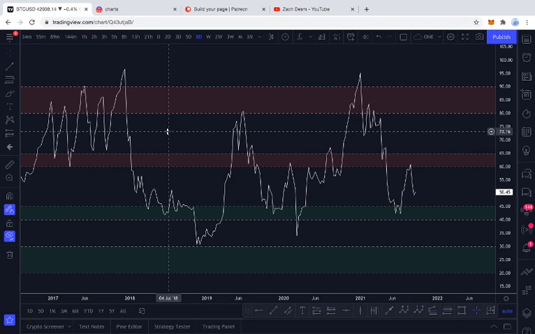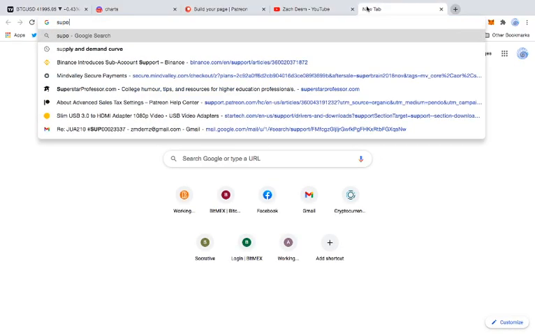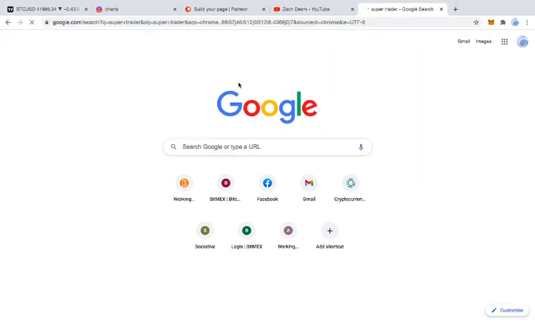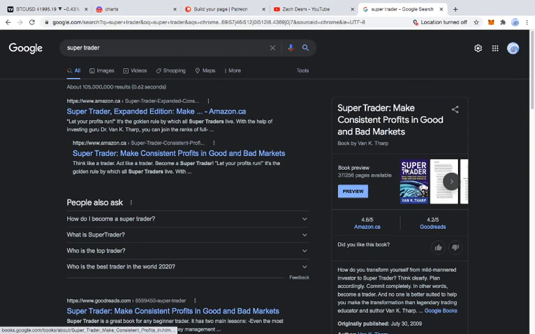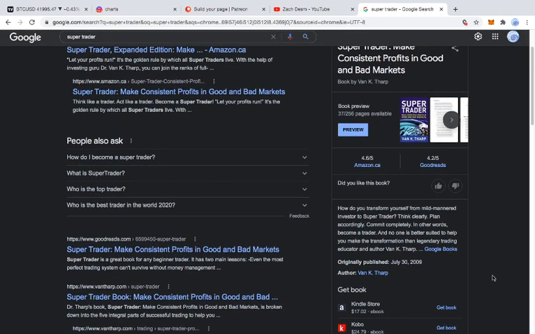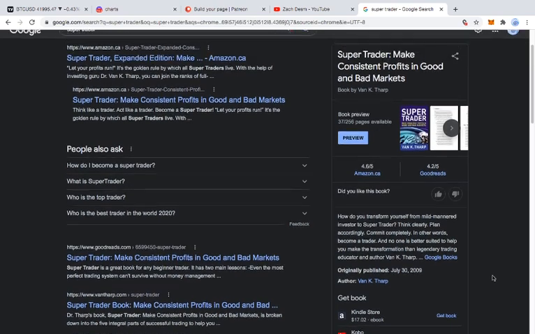I take all of my knowledge that I've accumulated from WD Gann's TA and everything like this, and I also use Super Trader's concepts, Van K. Tharp. I suggest everybody that is serious about becoming a super trader to get this book right here, Super Trader, because what he's going to do is he's going to teach you about psychology in the first part. The second part is about building a business plan. And then the third part, I think, is about money management, yeah, position sizing.